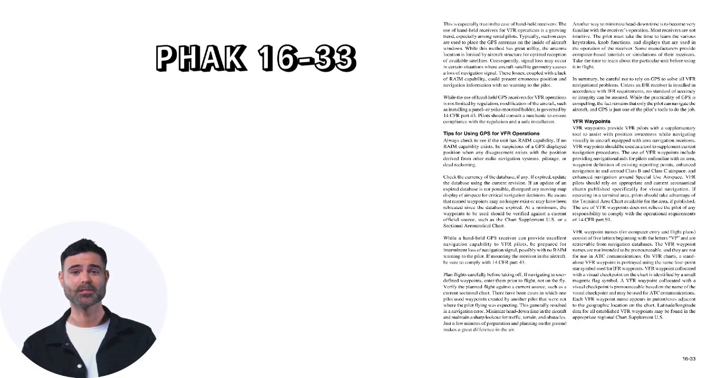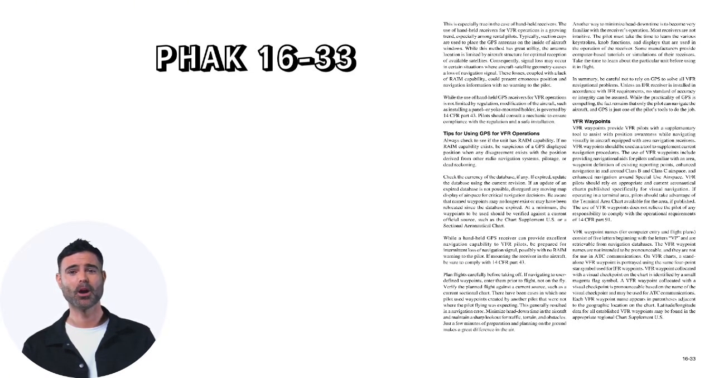VFR waypoint names, for computer entry and flight plans, consist of 5 letters beginning with the letters VP and are retrievable from navigation databases. The VFR waypoint names are not intended to be pronounceable, and they are not for use in ATC communications. On VFR charts, a standalone VFR waypoint is portrayed using the same 4-point star symbol used for IFR waypoints. A VFR waypoint collocated with a visual checkpoint on the chart is identified by a small magenta flag symbol.